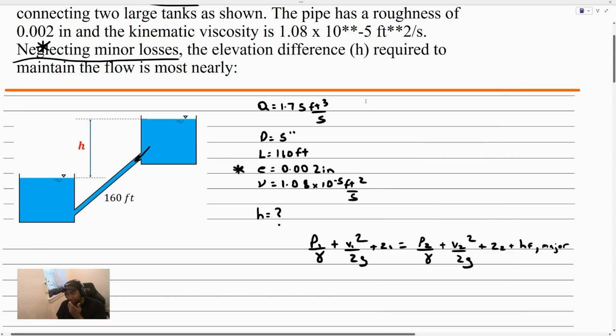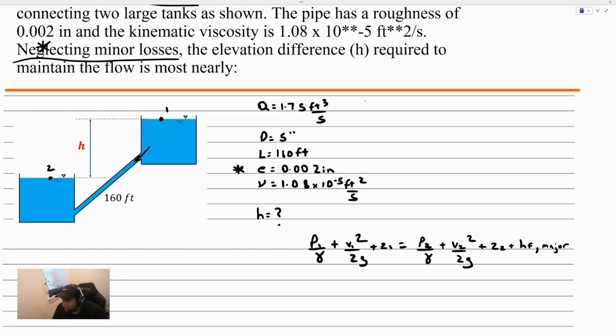problem. Let's see if we can make some simplifications here. Firstly, we need 2 points to be able to use the energy equation. Let's say point 1 is the top and point 2 is the bottom. I made it this way because this is the way that the flow is going to occur. There's no pump in the system. So that means we're not going to be going from the low reservoir to the high reservoir, but naturally we want to flow from that high point to the low point.